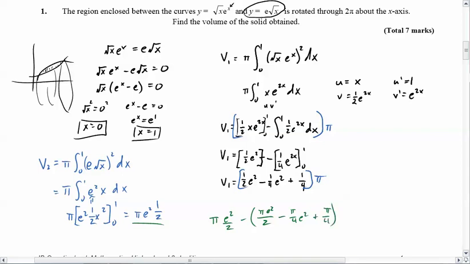And so when we do that, these two right here will cancel out, the pi e squared over 2 and the minus pi e squared over 2. And so we're left with negative times negative, so pi over 4 e squared and minus pi over 4. And you'll see we can take out the pi over 4, and so our final answer is pi over 4 times e squared minus 1. And that is our answer.